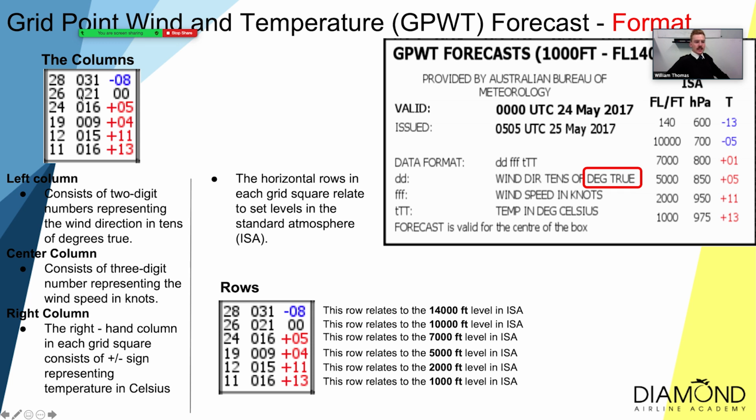Moving across, the center column consists of 3-digit numbers representing the wind speed in knots, so at 10,000 feet, 21 knots. The right-hand column in each grid square represents a plus or minus sign representing temperature in degrees Celsius. So at 10,000 feet, it's 0 degrees Celsius.